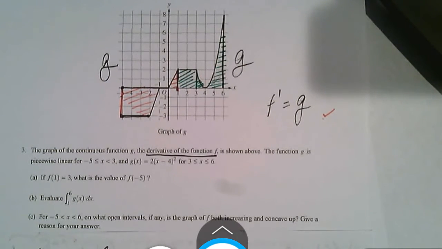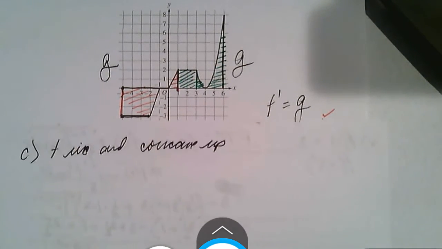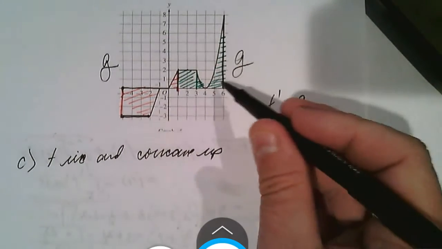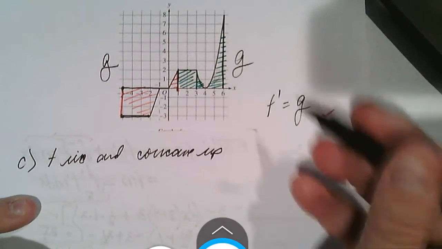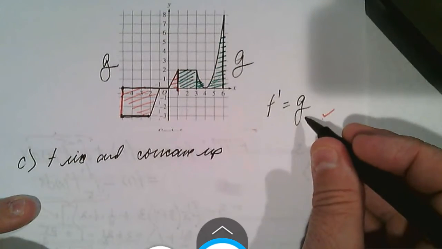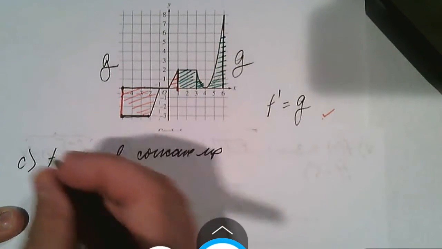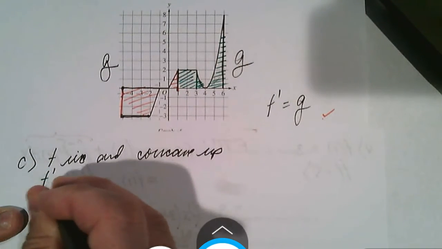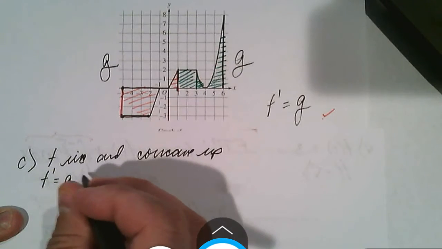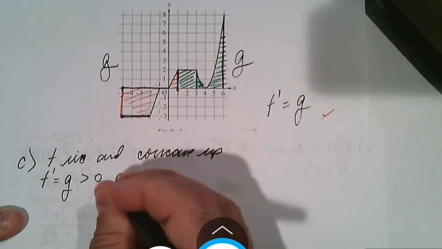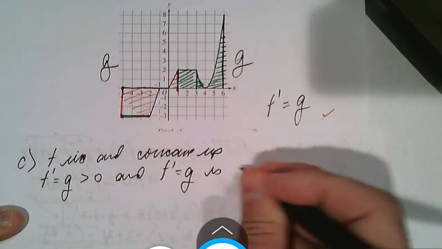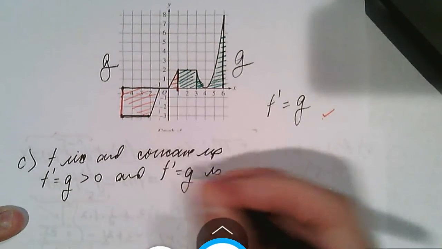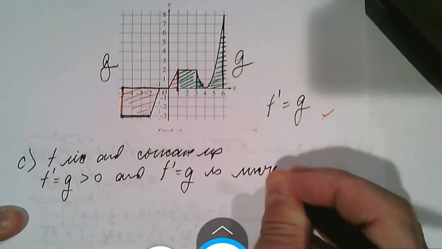Well, I don't have the graph of f. Oops, let me scoot that up. I don't have the graph of f in front of me. I have the graph of g. What I want to remember is that f prime is equal to g. If f is increasing, then f prime, which is g, has to be positive, and if f is concave up, then f prime, which is g, is increasing.